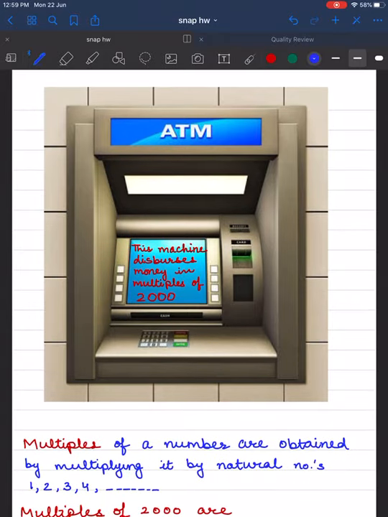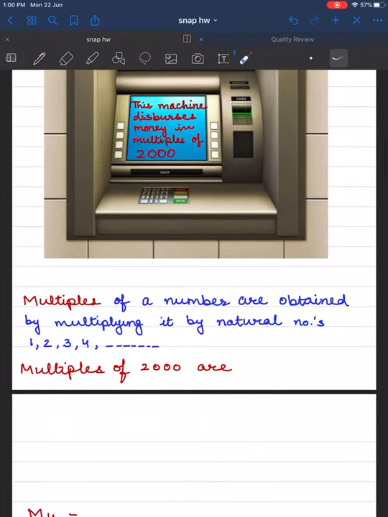The other day I went to withdraw rupees 5,000. The following message was displayed on the ATM machine: This machine disburses money in multiples of 2,000. Now let's see whether I will be able to withdraw rupees 5,000.